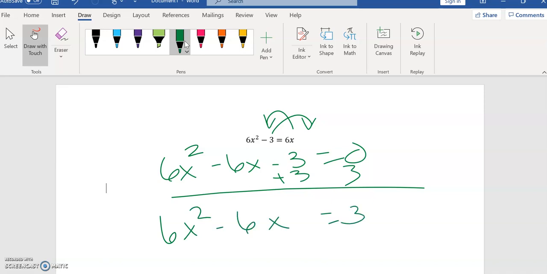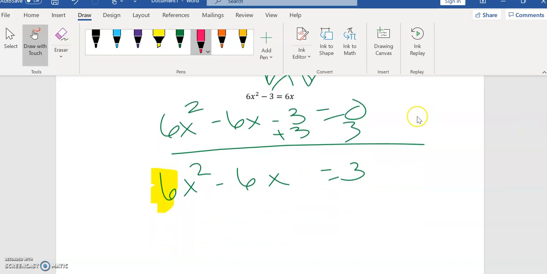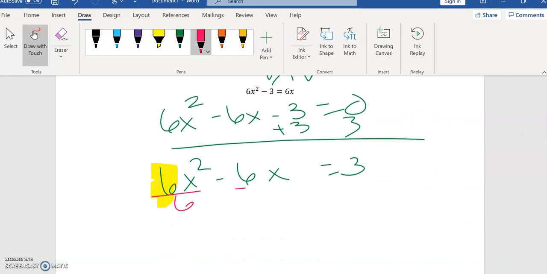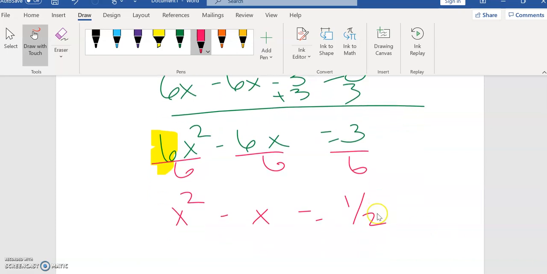Okay, so now this is set up, but the other thing that we have to be wary of is that this leading coefficient needs to be 1. So I'm going to divide everything by 6. So I get x squared minus x equals 1/2. Okay, so this is where I am right now.